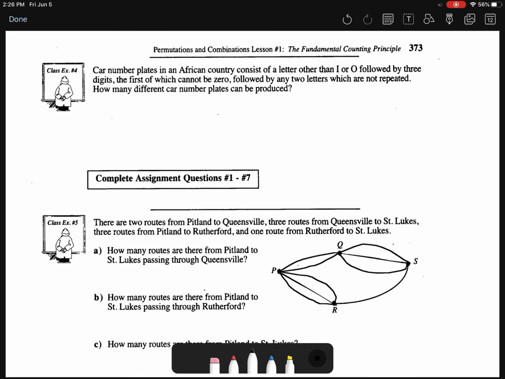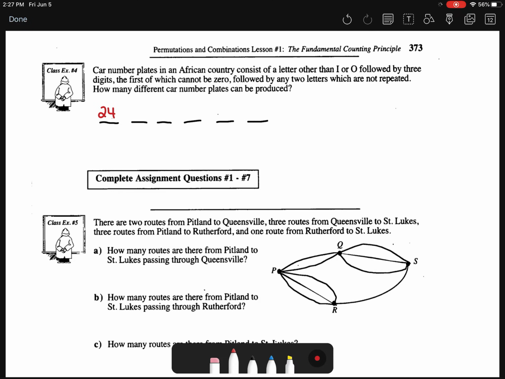So it says car plates in an African country consist of 1 letter other than I or O followed by 3 digits. So there are the 3 digits, followed by any 2 letters. Okay, so now I know how many steps there are in the process or how many blanks I have to fill in. So the first thing says I cannot use the letters I or O. So there are 26 letters in the alphabet. I remove the I and O, that takes me down to 24.